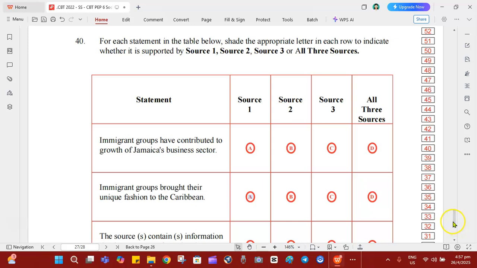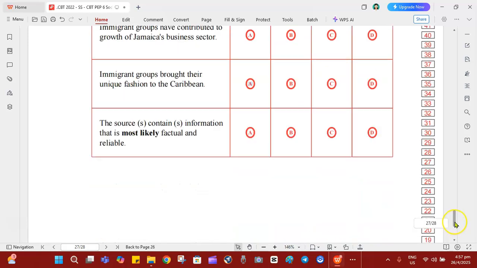And the final statement here says the source or sources contain or contains information that is most likely factual and reliable. That would have to be the JIS, which is source 2, which is B.